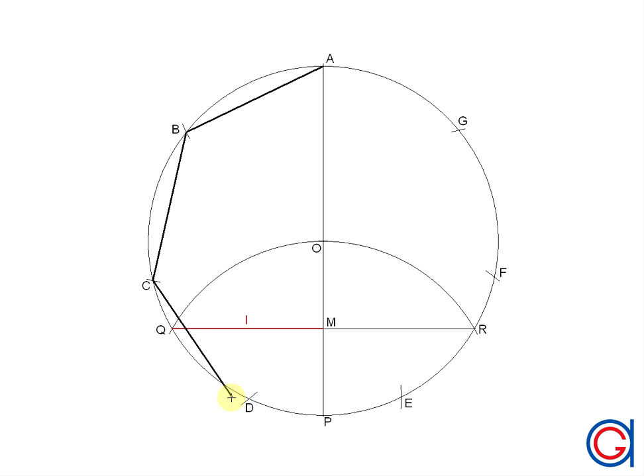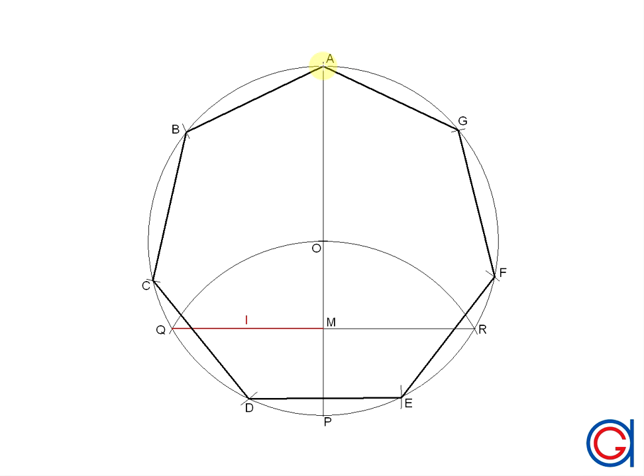From B to C, from C to D, from D to E, from E to F, from F to G, and finally we will close our heptagon from G to A. So now we have our regular heptagon inscribed in a given circumference.